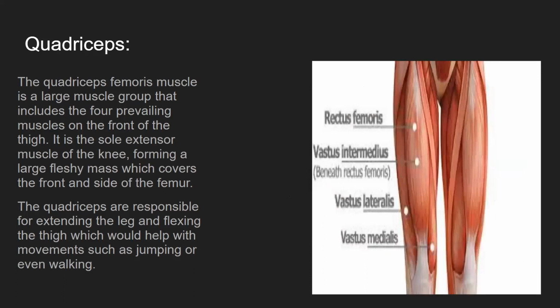Next, we have the quadriceps. The quadriceps femoris muscle is a large muscle group that includes the four prevailing muscles on the front of the thigh, which is also in the picture included. It is the sole extensor muscle of the knee, forming a large fleshy mass which covers the front and side of the femur. The quadriceps are responsible for extending the leg and flexing the thigh, which would help with movements such as jumping or even walking.